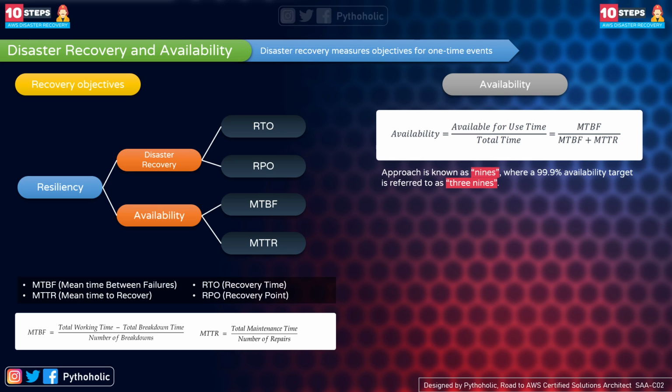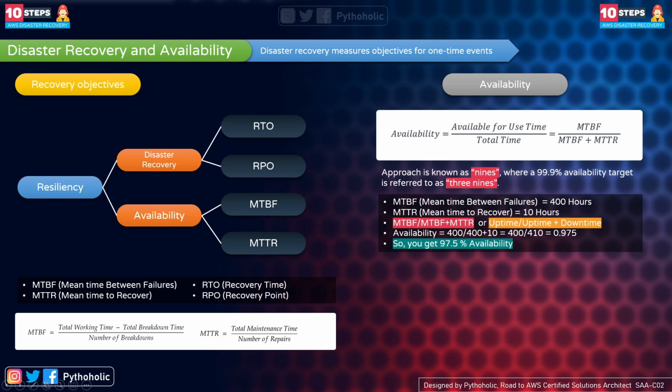So availability is a measure to calculate the amount of time that your application is available for use divided by the total amount of time it has been hosted. So internally it is translated to mean time between failures divided by the total of mean time between failures and mean time to recover. So it is MTBF divided by MTBF plus MTTR. And you might have heard or read about this term called availability in terms of nines. So like 3 nines or 6 nines. So where 99.9 is 3 nines. So this is one of the most desired availability that services are trying to achieve.